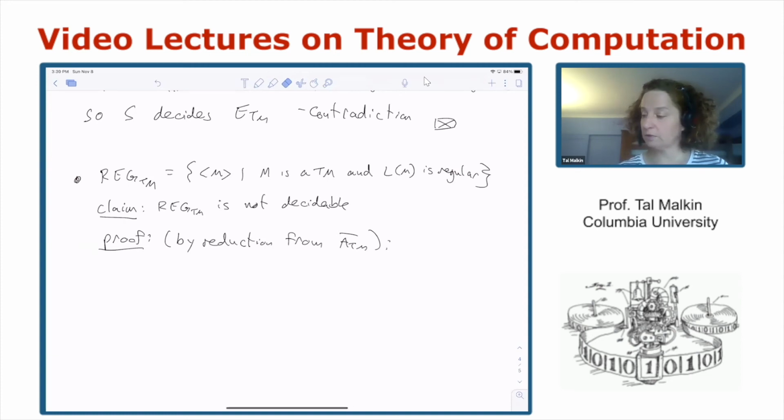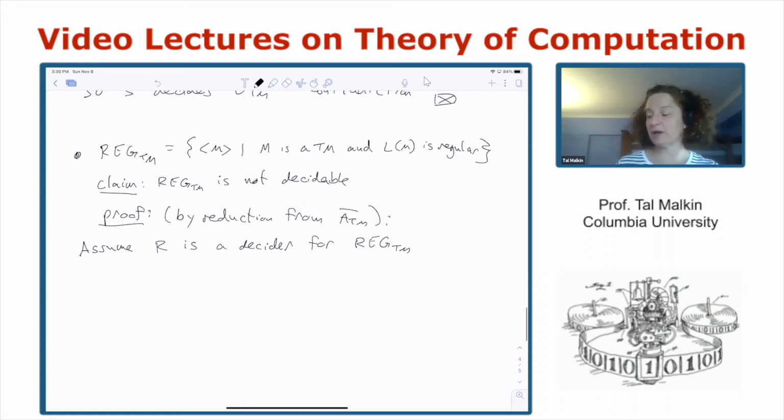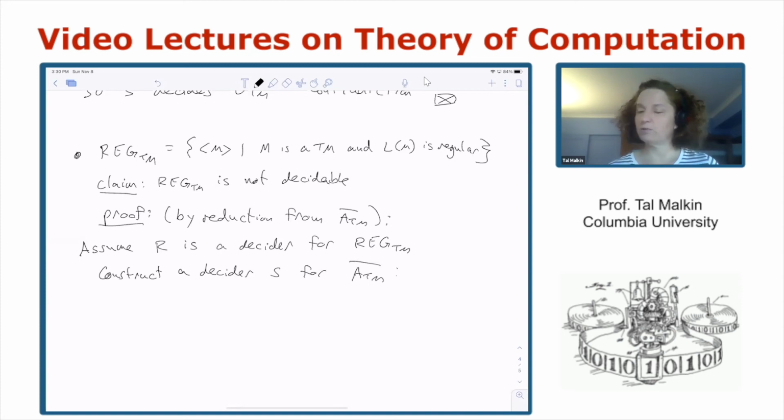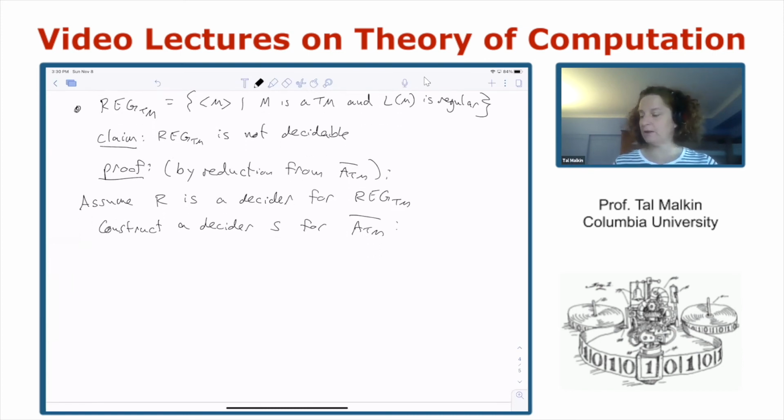So assume towards contradiction that R is a decider for this class. So R gets as input a Turing machine and tells me yes if it accepts a regular language and no otherwise. And I will construct a decider S for ATM complement, which is the set of MW such that M does not accept W. Okay, as I said, I'm ignoring wrong encodings because they're easy to deal with separately. Okay, so here is S.